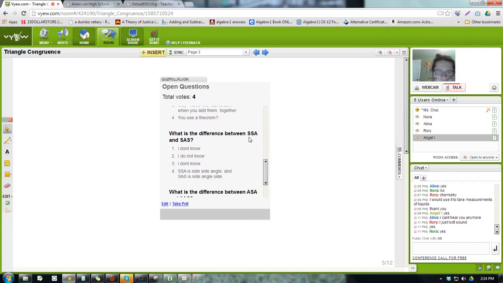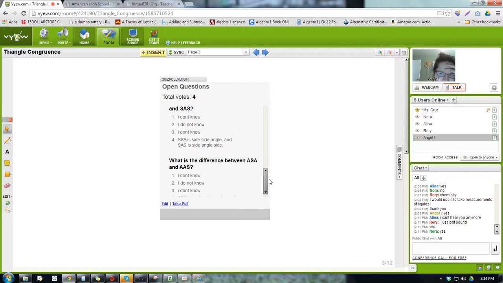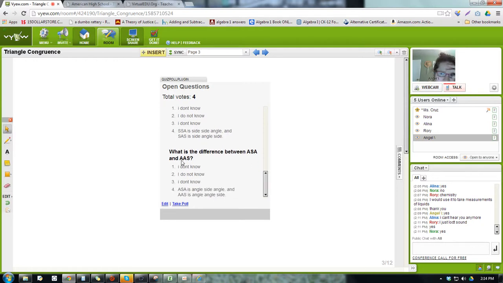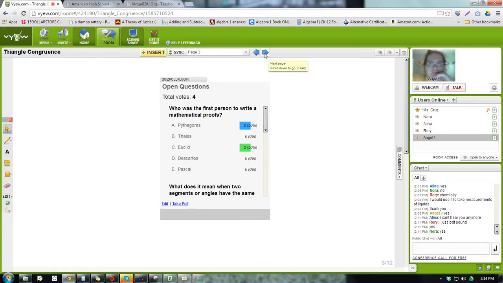So nobody knows the difference between SSA and SAS. Oh, wait, hold on. Oh, no, we got one of you does know the difference. And you're correct. It's side-side-angle and side-angle-side. So we're going to, since we see the answer here, establish why it's important to say the difference between the two. And then the difference between ASA and AAS. And one person notes the same idea, angle-side-angle, and angle-angle-side. All right, you guys did really well on that.